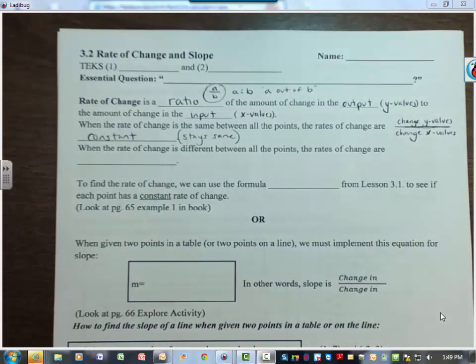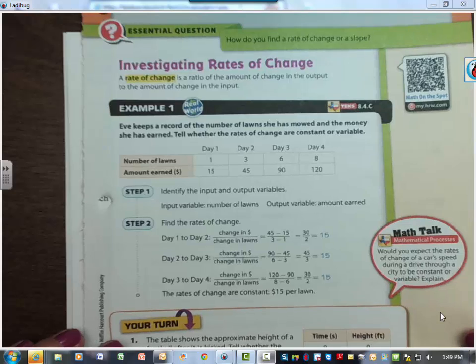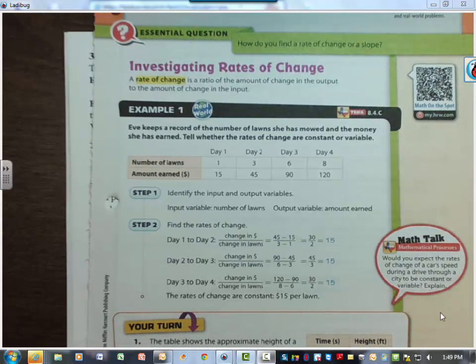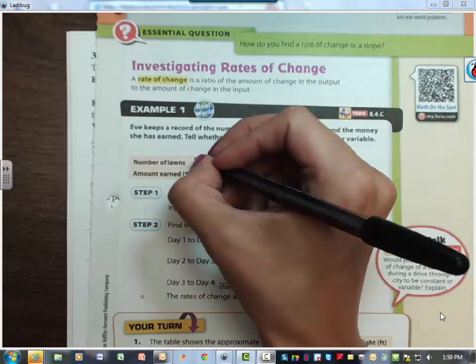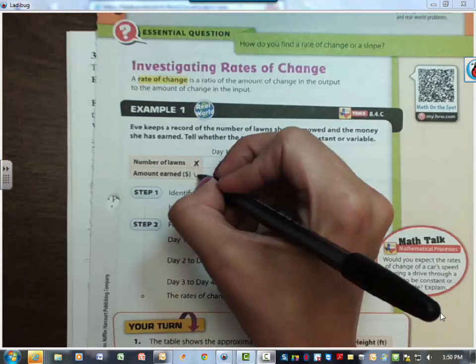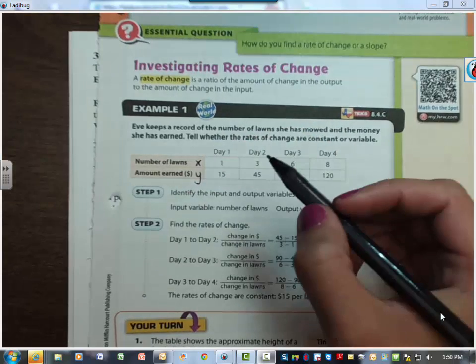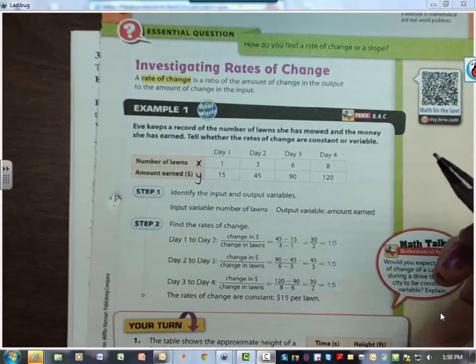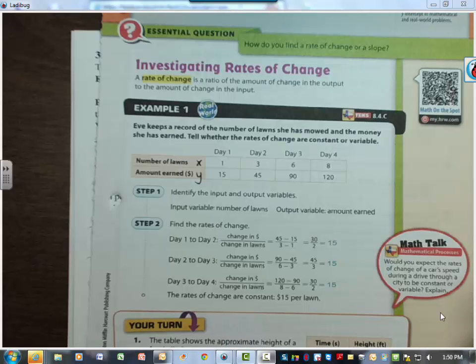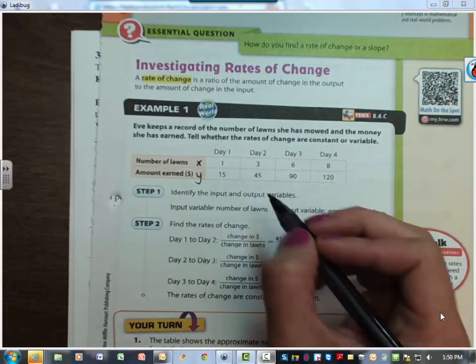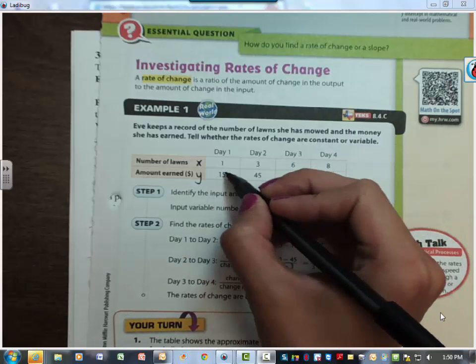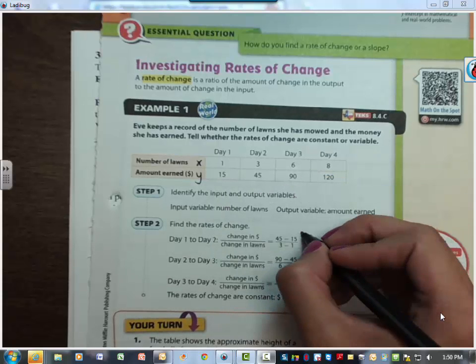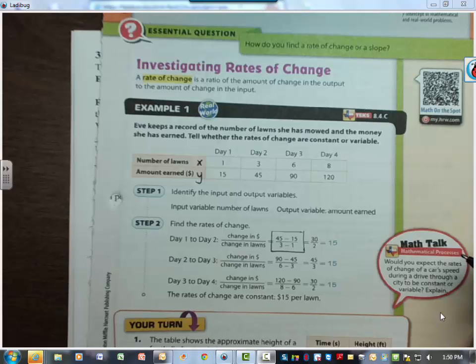So if I go back in my notes and look on page 65 at that first example, I'm noticing that in this first example, I have 4 different days. The x represents the number of lawns and y represents the amount earned. First of all, if I needed to find the rate of change between 2 days, I'm going to start by looking at day 1 and day 2. Notice the change in money first, the change in our y values: 45 to 15. To find that change, I'm going to subtract the 2. So 45 minus 15, which gives me 30.